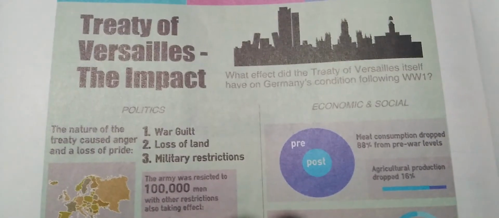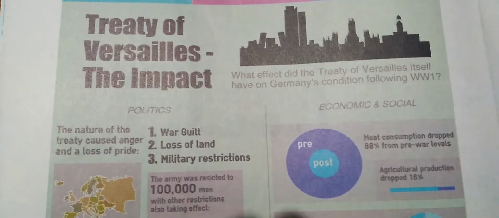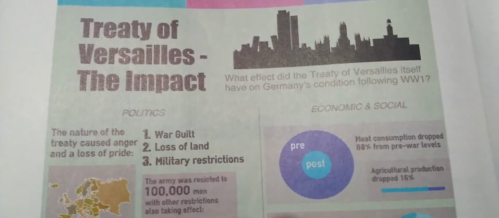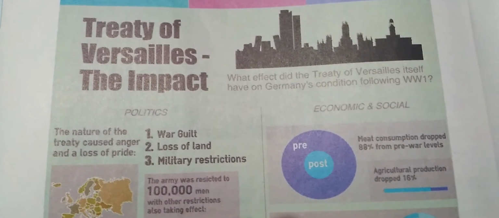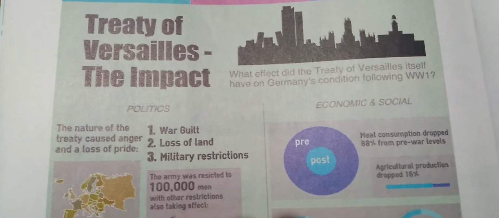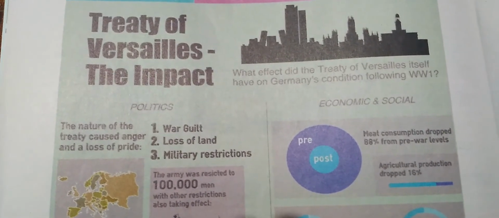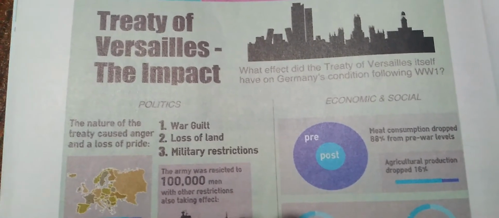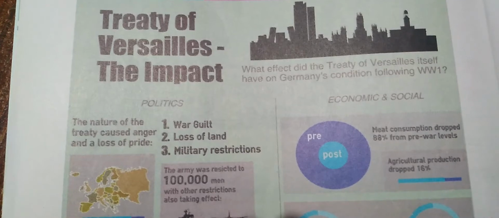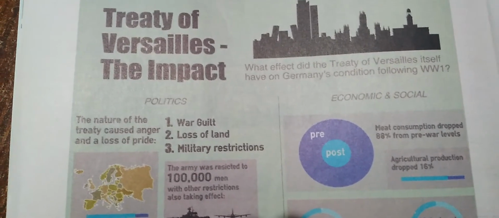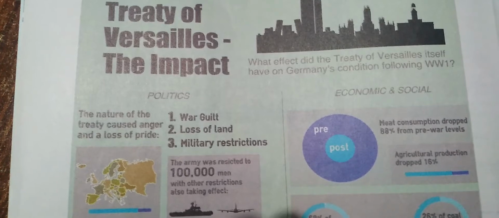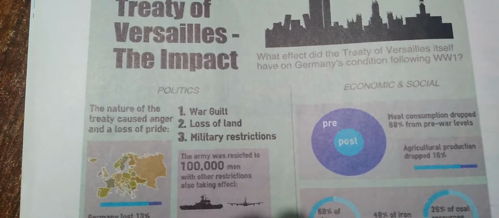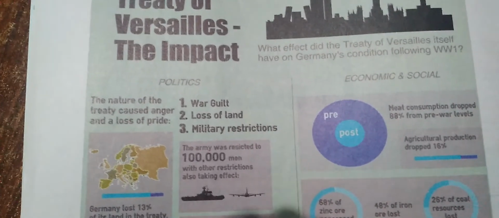The nature of the treaty caused anger and a loss of pride for the Germans. Germany had to pay the war guilt, lost a lot of its territory and land, and there were many military restrictions. Demilitarization occurred, where the Germans could not hold control or station their soldiers in some areas. The army was restricted to 100,000 men only, with other restrictions also taking place. No submarines and no air force were allowed in Germany.